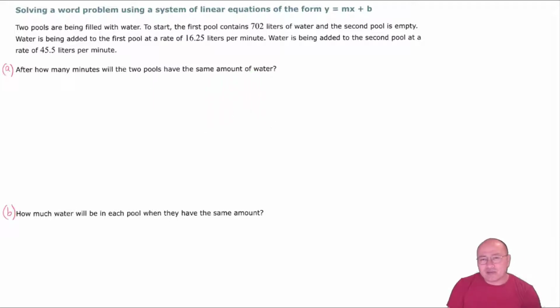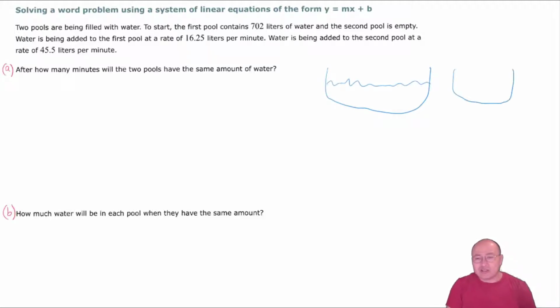So if you need to, imagine the situation or draw little sketches of the situation. Here's one pool. It already has some water in it. And here's another pool. It doesn't have water in it. And you're simply filling it up at different rates. The one that's empty is actually being filled up more. So you could put more drops of water here to indicate that there's more water going into that empty pool.